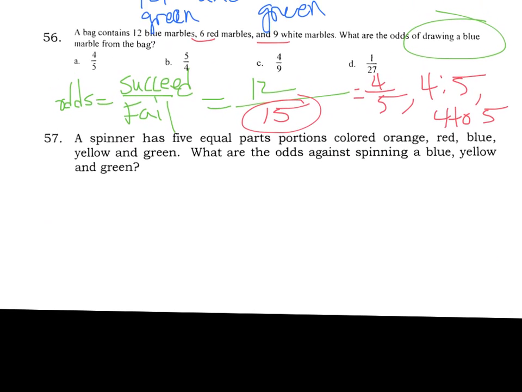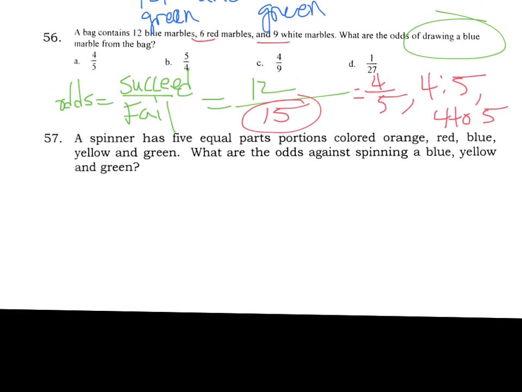All right, 57. A spinner has 5 equal portions, colored orange, red, blue, yellow, and green. What are the odds of spinning a blue, yellow, and green? Well, this question is actually a little bit vague, but I think my assumption here is that they're saying, what are the odds against spinning a blue, a yellow, and a green?